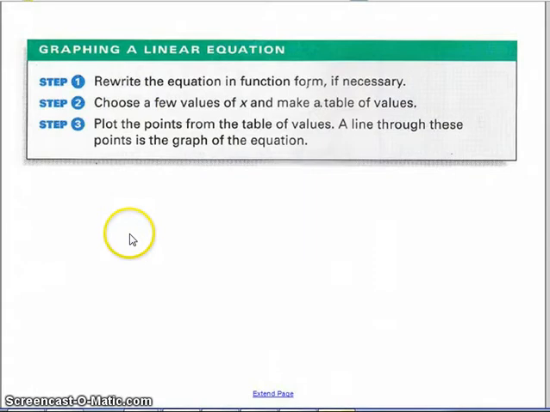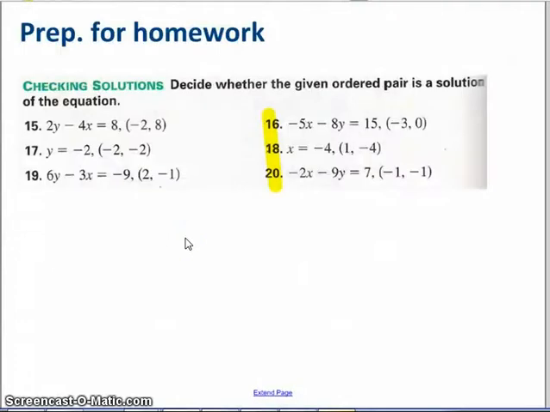Hit the pause button, make sure you understand these 3 steps, because this is going to become crucial to succeeding with chapter 4.2. Okay, I'm going to assume that you did that. Now, a couple of last things that get you ready for the homework. I want you to do 16, 18, and 20. I'm going to show you 16 and 18 and then have you do 20.